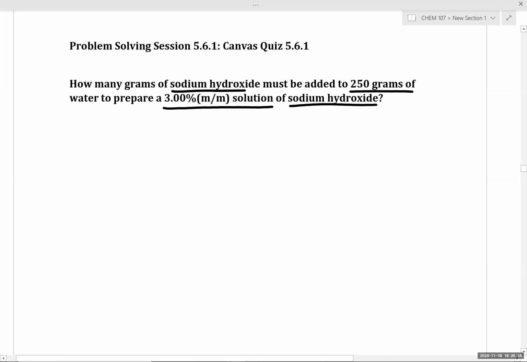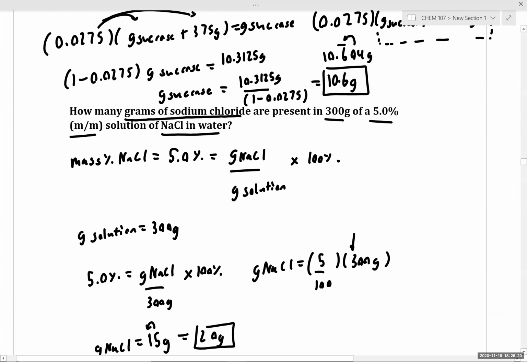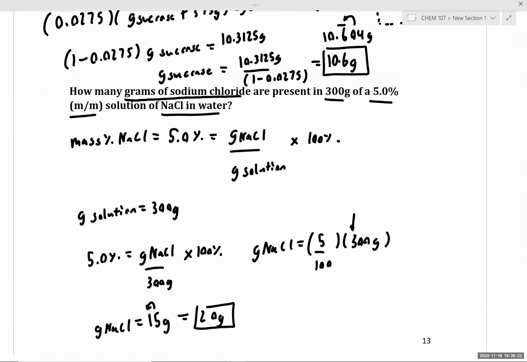Oh, the reason why it's not sucrose is because looking at the solution, it is explicitly defined as a solution of sodium chloride. So the grams of solute depends on the type of solution that you're dealing with. In this case, because it's a solution of sodium chloride, our solute is sodium chloride. To answer the question in the chat, does that make sense?